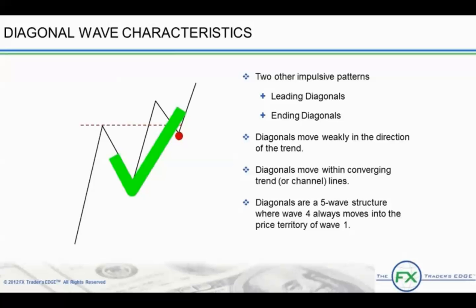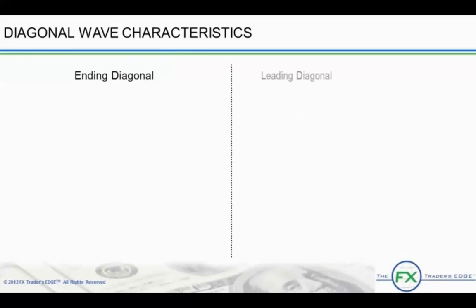Although similar, diagonal triangles are different from corrective triangles, which we will cover in Module 3, Corrective Patterns. Ending diagonals and leading diagonals have different characteristics and internal structures. Ending diagonals are more common than leading diagonals.